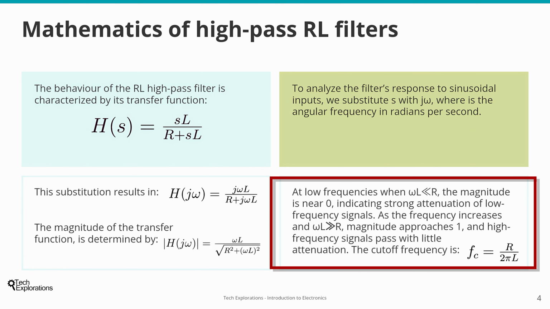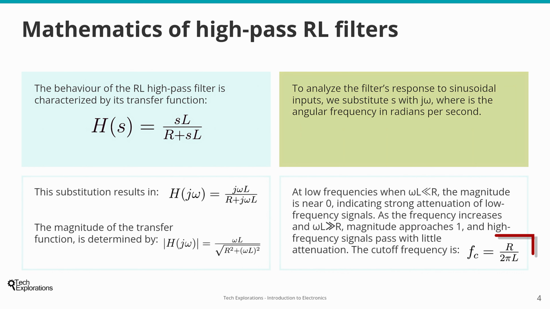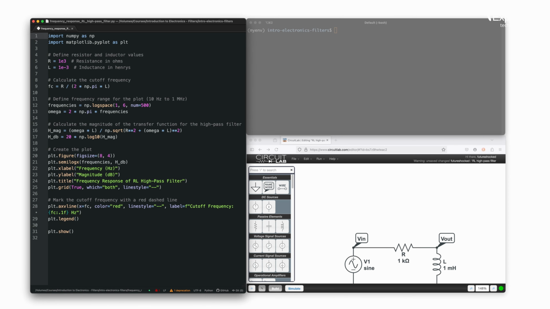The cutoff frequency is defined as the frequency at which the output drops to 1 divided by the square root of 2 of the input, which is approximately minus 3 decibels. And it's calculated by this formula here, where f cutoff or fc is equal to R divided by 2πL.